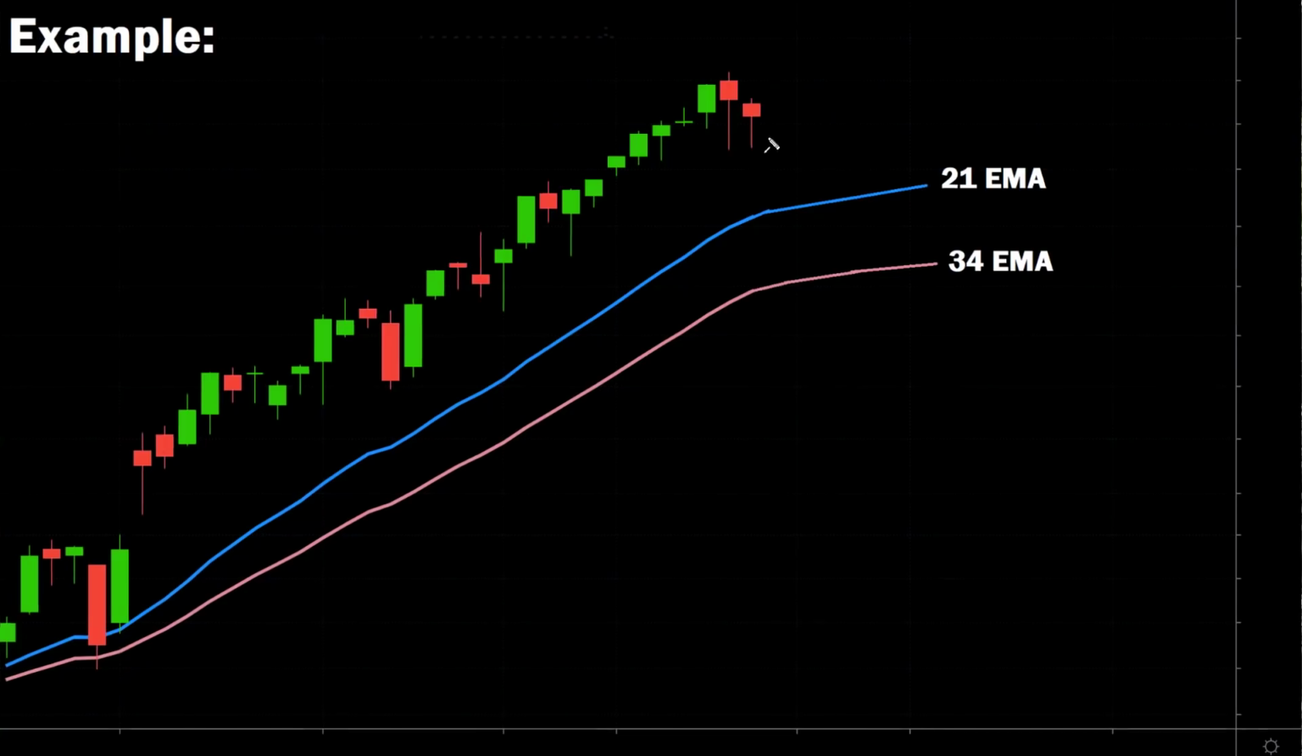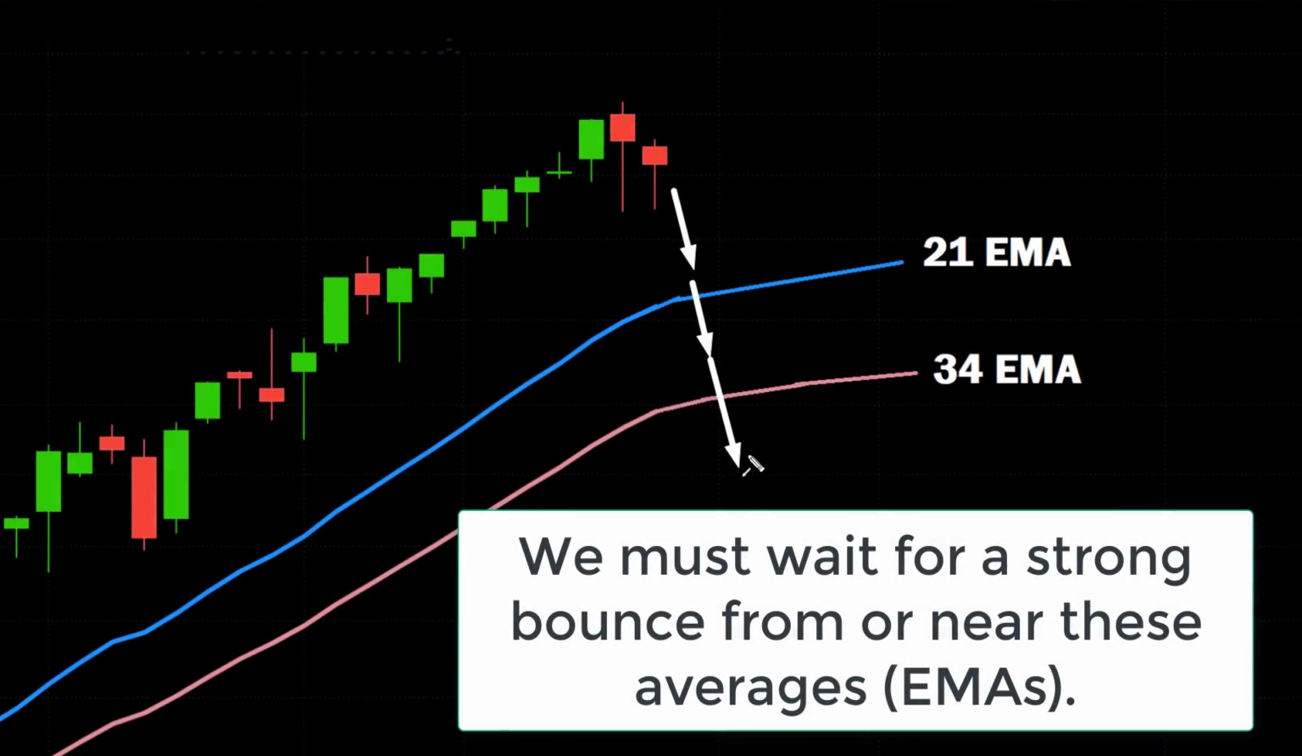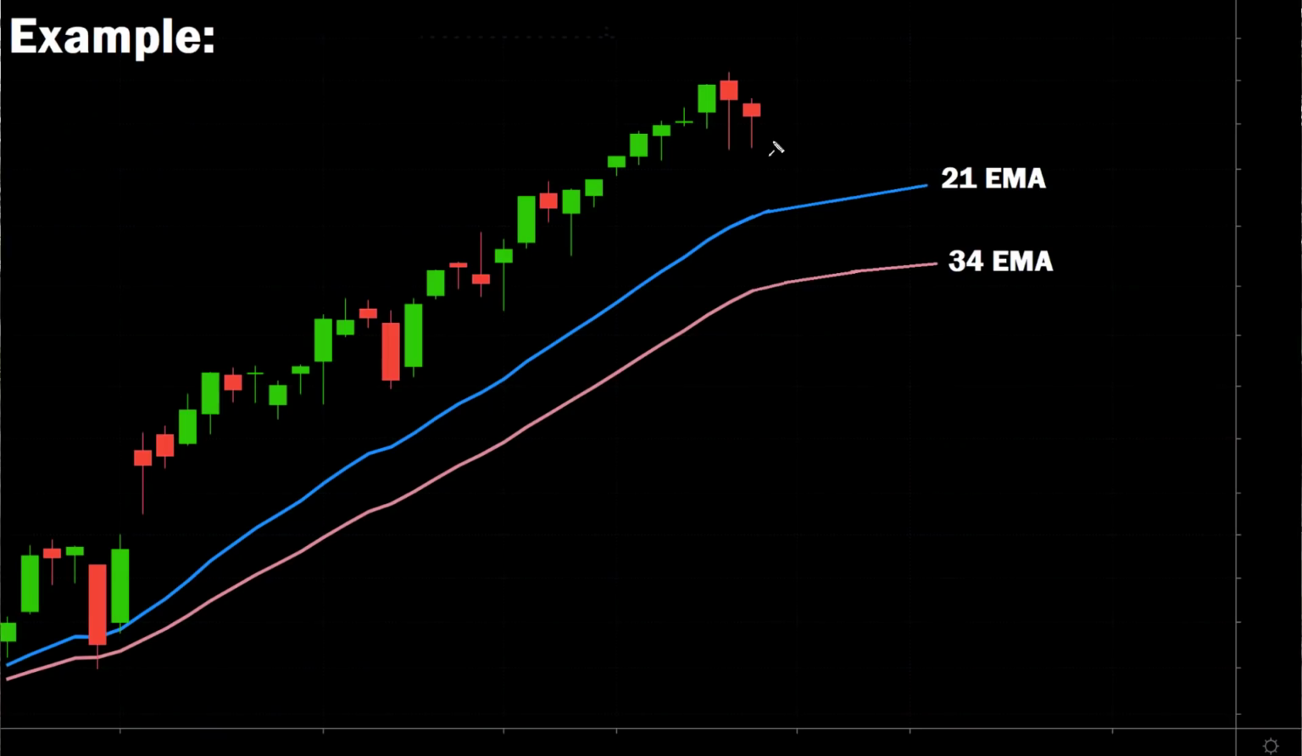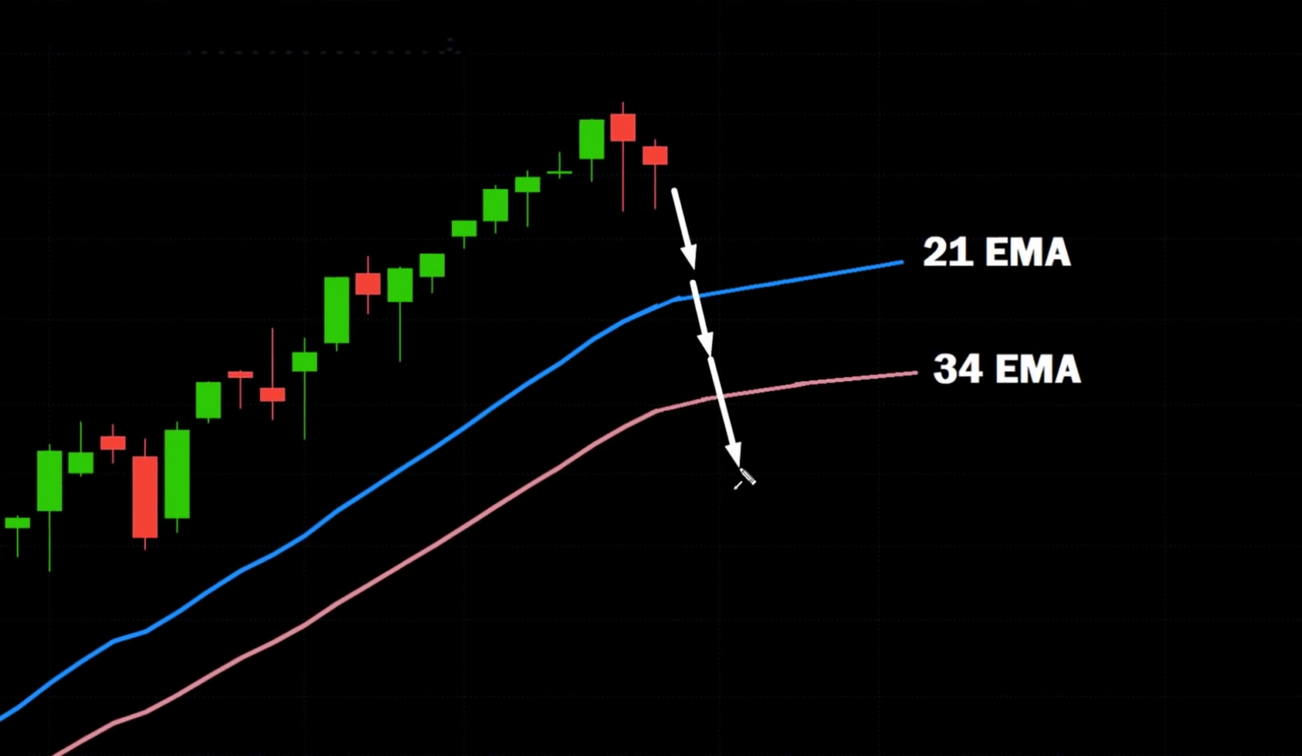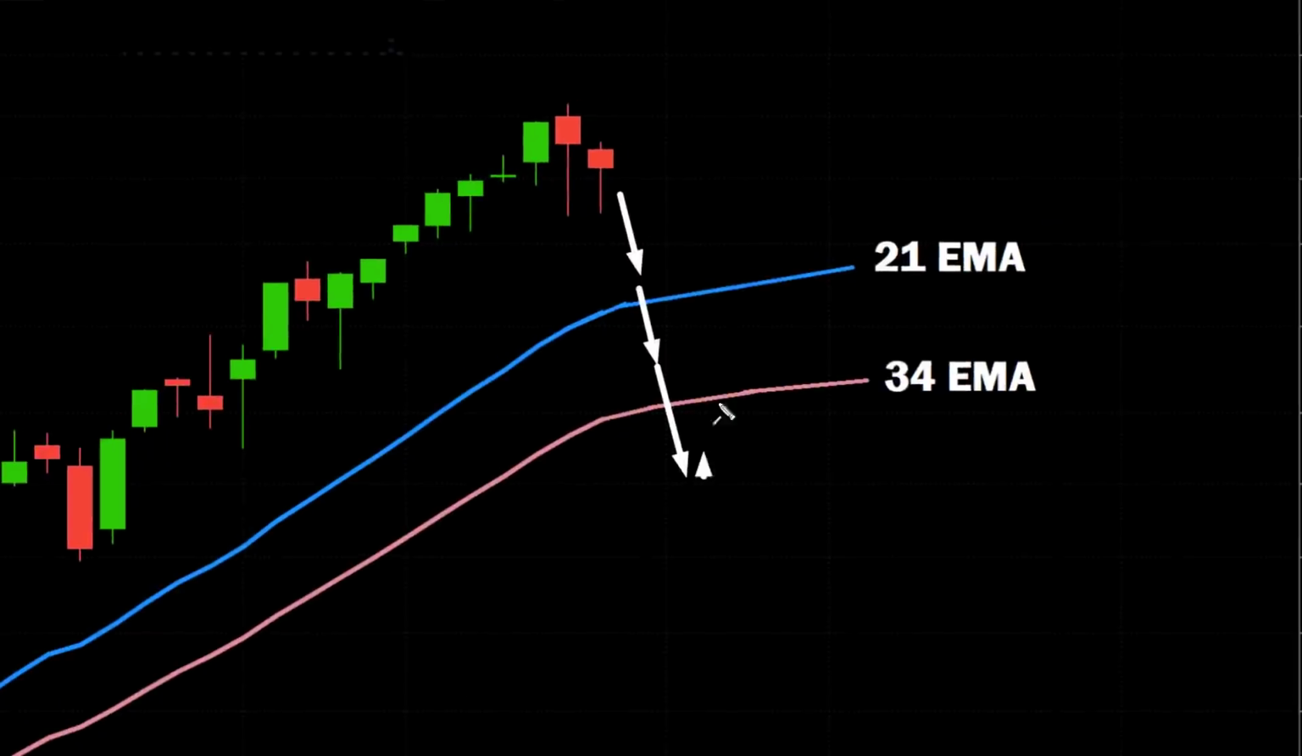Okay, that's the thing. In the pattern I'm describing, we have to wait for a strong bounce from these moving averages, from either one. It doesn't have to be both. It could be just one of them, the 21 EMA or the 34 EMA. Let's imagine we see a strong bounce from these levels, a strong rally after a pullback to these levels, and price rallies up higher, bounces higher again, okay?